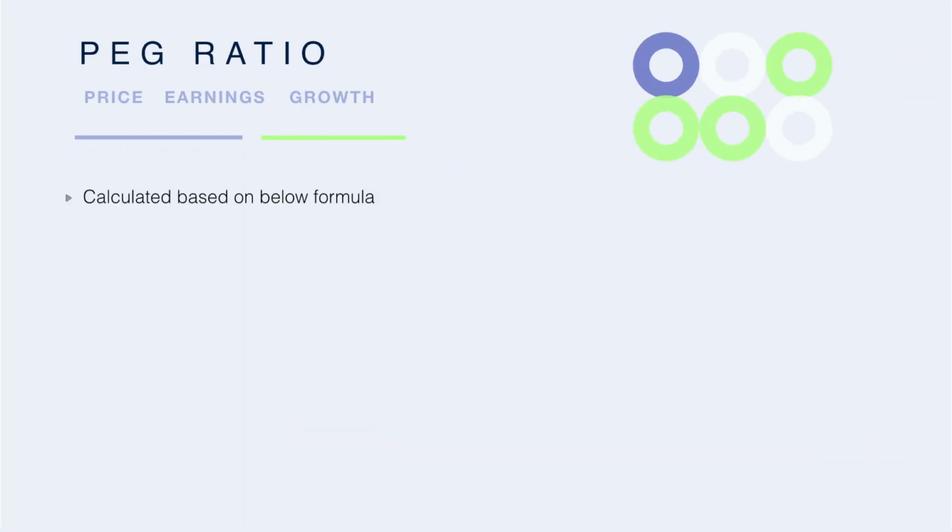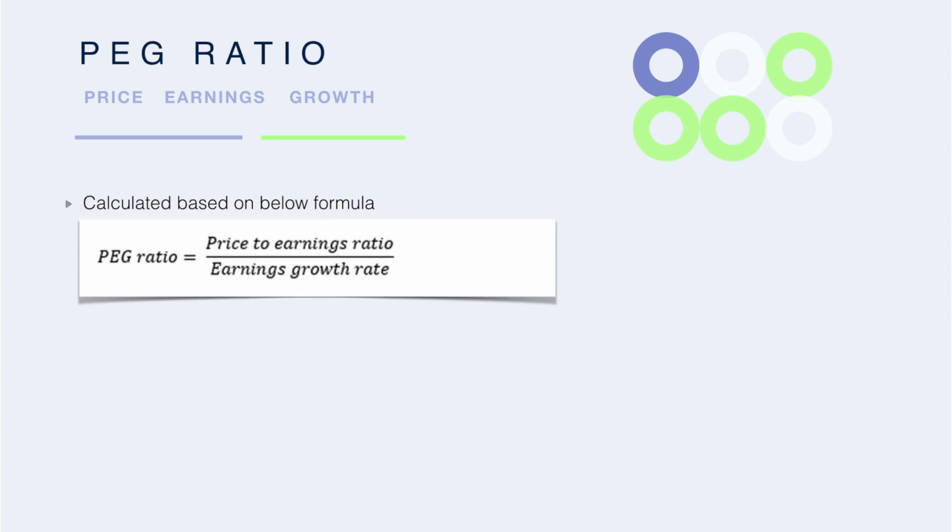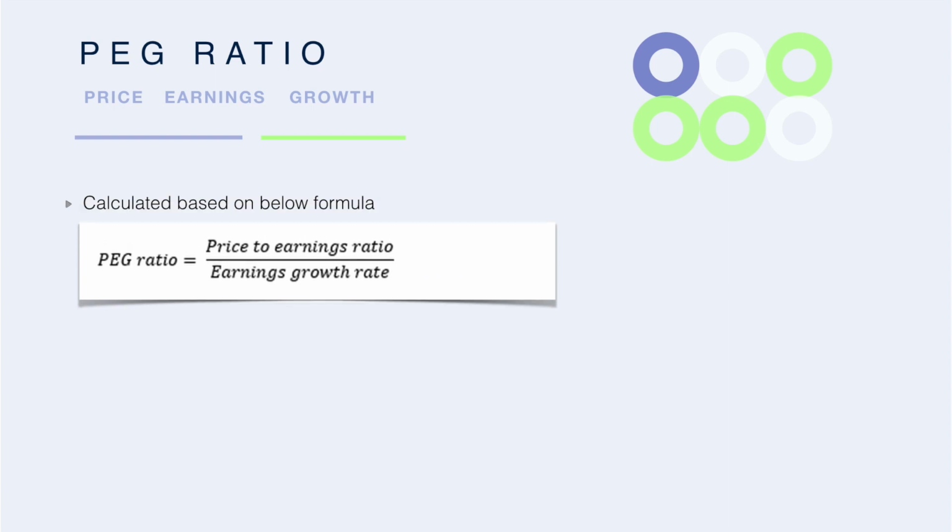The PEG ratio is calculated based on the formula below, that is, the price to earnings per share divided by the earnings growth rate. The PEG ratio provides useful information to compare companies and see which stock might be the better choice for an investor's needs.